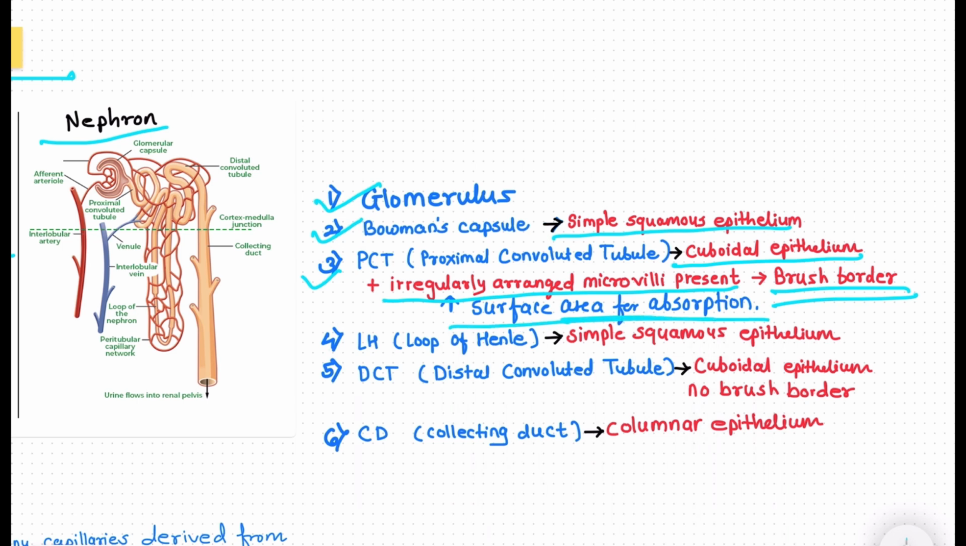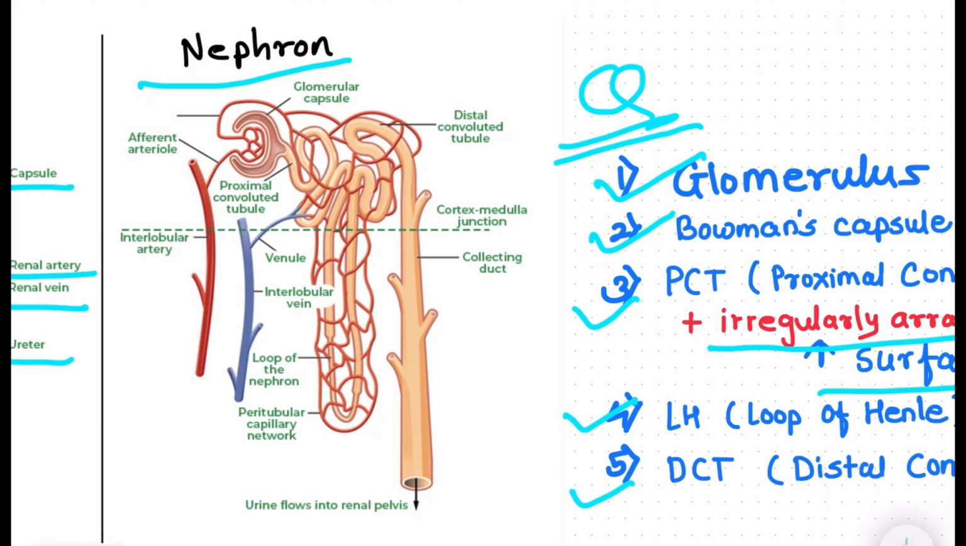Then loop of Henle, which is lined by simple squamous epithelium, and then distal convoluted tubule, which is lined by cuboidal epithelium, and there is no brush border. Okay. In PCT, which was proximal, it has brush border, but in DCT there is no brush border. Okay, only simple cuboidal epithelium is there. In the last part is collecting duct, which is lined by columnar epithelium. So this is important slide with respect to the lining of epithelium of the various parts of nephron. Picture will give you idea of whatever we have just learned about.